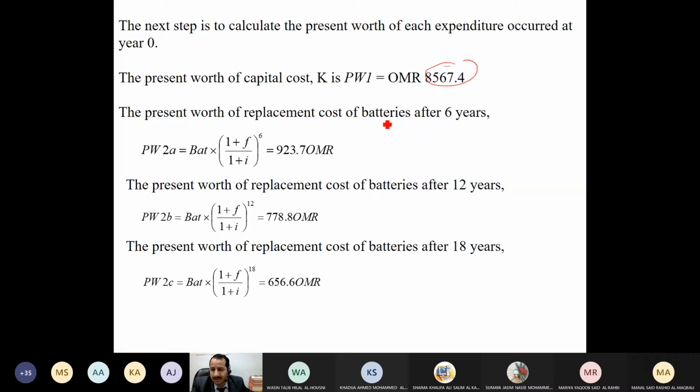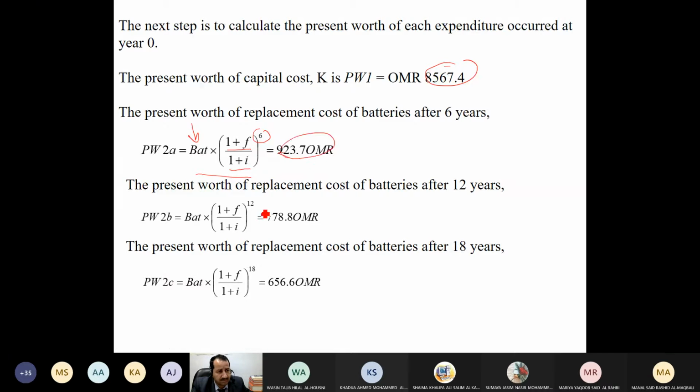Now let's come to the battery. For battery, I have a formula. You don't need to know from where it came. It's not our job now. We just need to use the formula. This is a procedure to be applied for any system, okay? You have the cost of the battery, it's given in the question. You multiply it by (1 plus F) over (1 plus I), raised to power 6, the number of years after which you are going to replace the batteries.